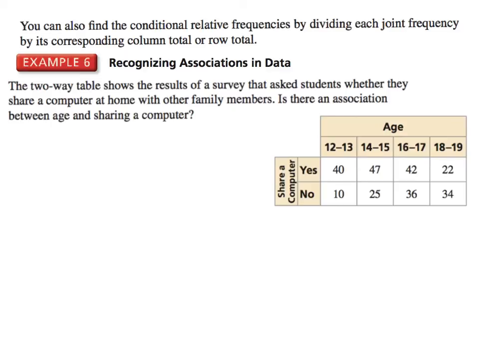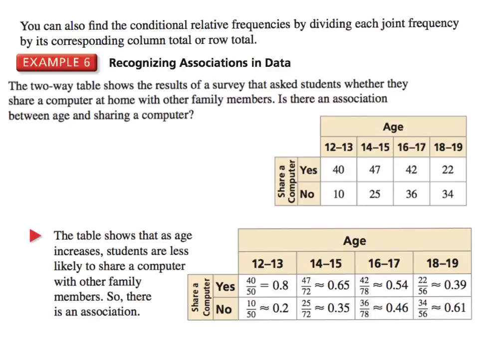So here's our two-way table. So let's look at it. 12 to 13-year-olds said yes, they had to share a computer, and no is 10. Now, as they get older, look what's happening about sharing a computer. Yes, they shared a computer. No, they didn't. Is there an association? So here's what we can do. We can find the conditional relative frequencies by just dividing joint frequencies by its column or row total. That's it. So we don't have to actually do any of the other stuff we did. We just take 40 divided by either row or column totals.